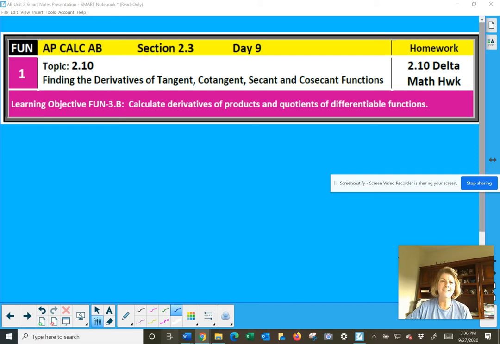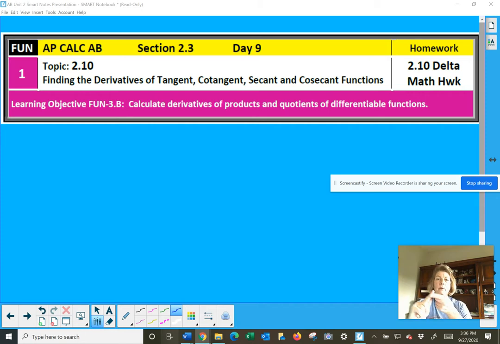Today is the last lesson of Unit 2. And Unit 2 contains a few more derivative rules. We're going to find the derivative of cotangent, tangent, cosecant, and secant to add to the other ones that we already know. So just thinking, what have we learned so far in Unit 2?